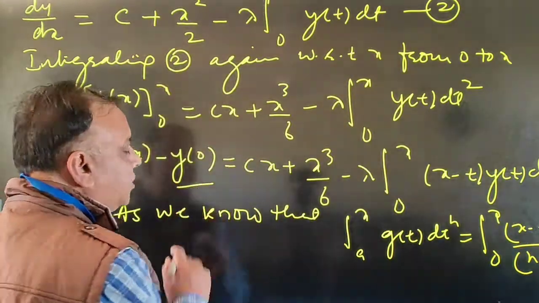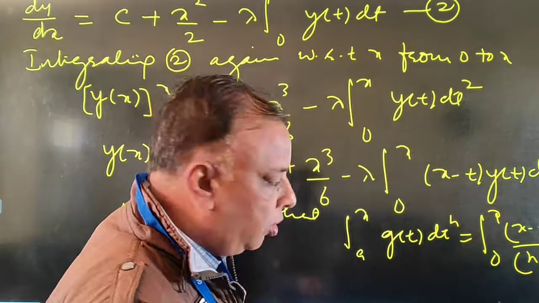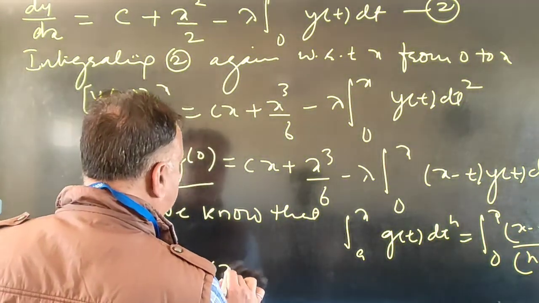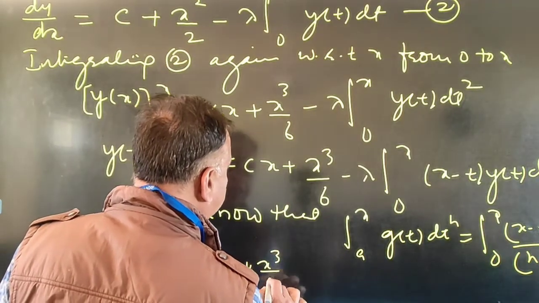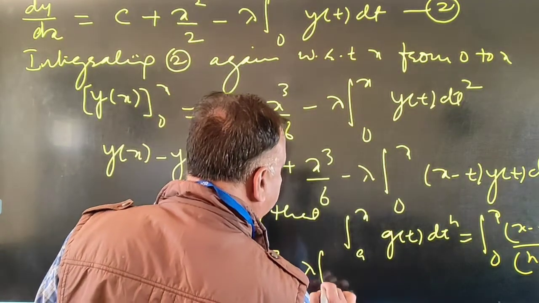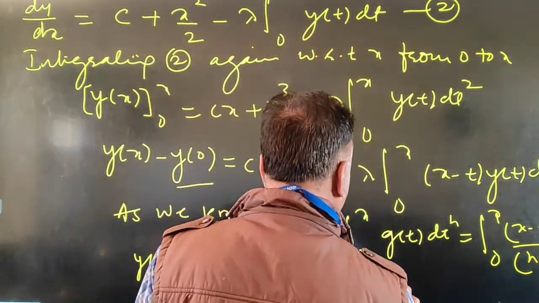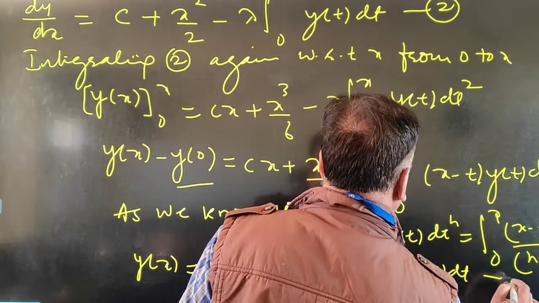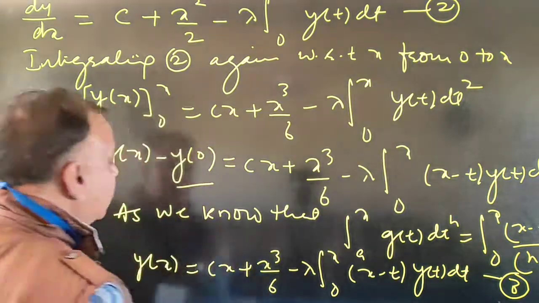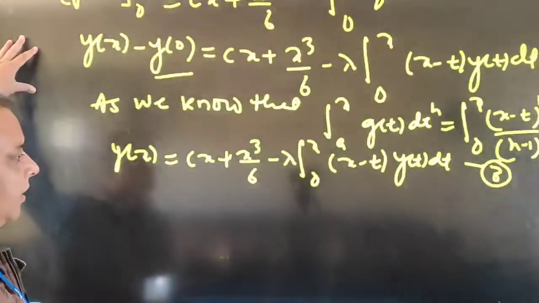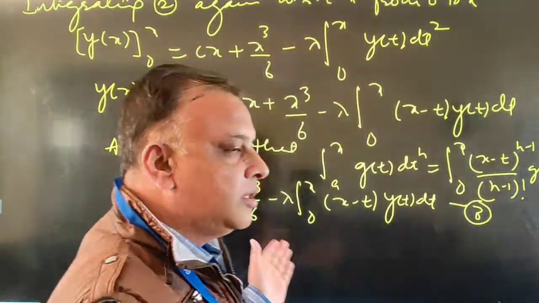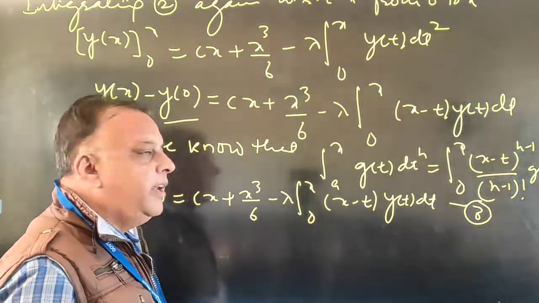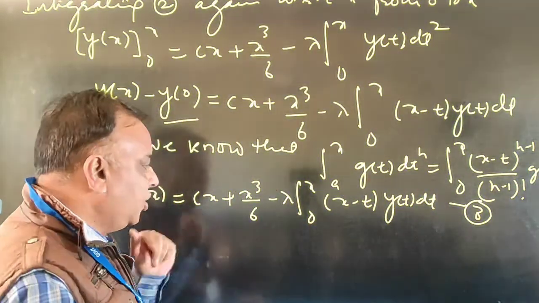So we use this formula to convert the multiple integral into a single integral. Now putting the value of y(0), which is given as 0, we get y(x) is equal to cx plus x cube by 6 minus lambda integral 0 to x of (x minus t) y(t) dt. This is number 3. This is the required integral equation, but we have to find the value of the constant c.